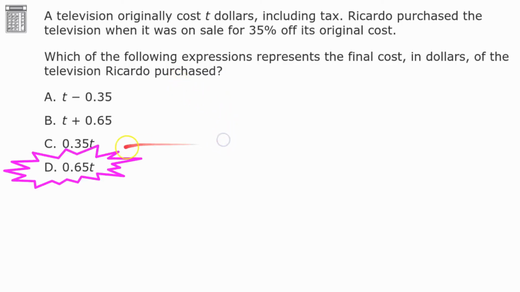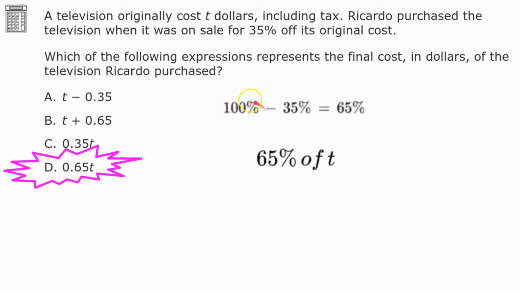Welcome back. So our answer is D, and here's how I got there. We know that he paid 100%, right? The cost of the television, 35% off, means that he paid 65%. So Ricardo, with his discount of 35%, paid 65% of T, the cost of the television. When we write that, we change the percent to a decimal. Of means to multiply, which is invisible in algebra, times the T. So 0.65 T. So if it's 35% off, he pays 65% of the cost of the TV.